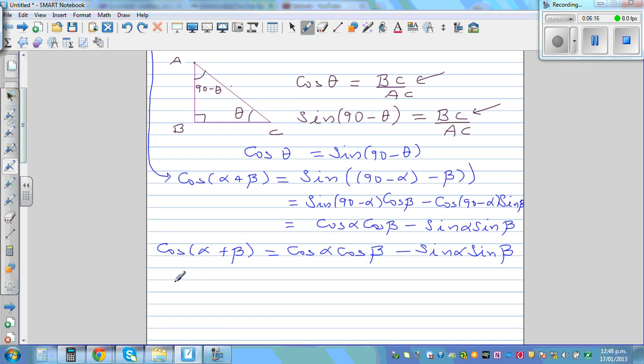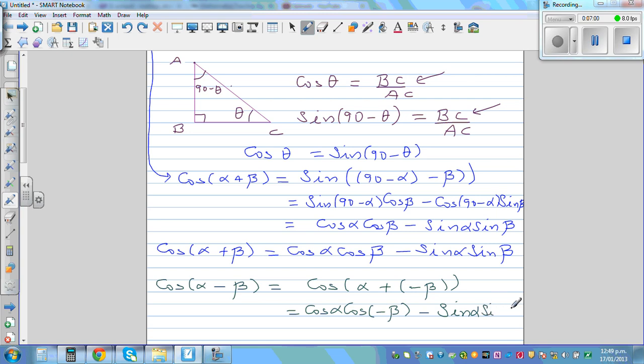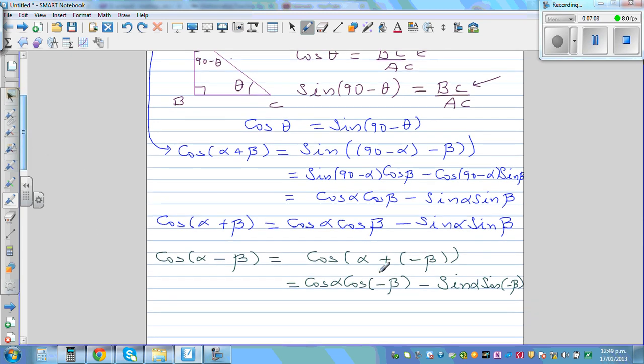Now what about cos alpha minus beta? Let me use a different color. Cos alpha minus beta is the same as cos alpha plus negative beta. Using the same formula for cos alpha plus beta, this is cos alpha cos negative beta minus sine alpha sine negative beta. In the previous video we proved that cos negative beta is cos beta and sine negative beta is minus sine beta.